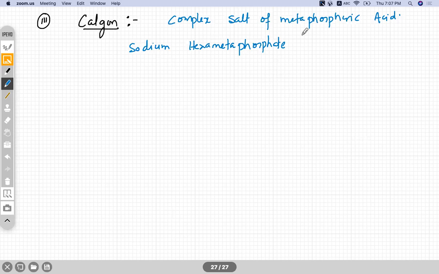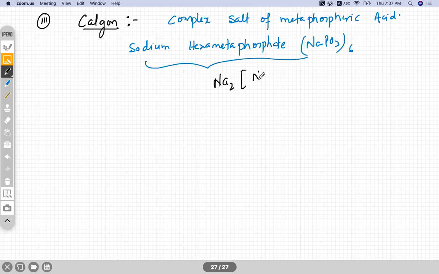Sodium hexametaphosphate. Formula, if you see, it is (NaPO3)6. The actual bonding, if you see, it is a complex compound. And the actual bonding is Na2[Na4(PO3)6]. This is the actual bonding. Okay. It easily eliminates calcium and magnesium ions. I'll show you the reaction here.